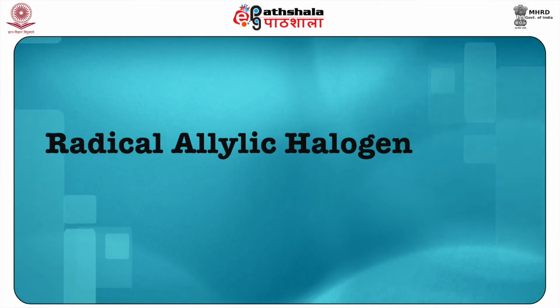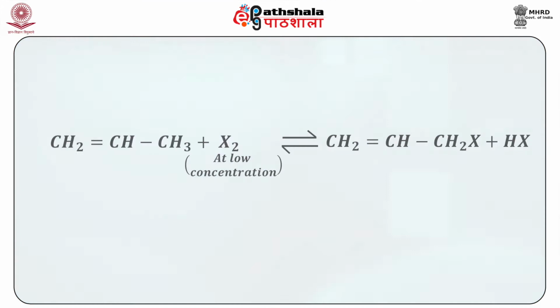Radical allylic halogenation. In the event of low halogen concentration, alkenes containing allylic hydrogens undergo a substitution at the allylic position rather than the addition at a double bond. The product obtained is an allylic halide. The halogen on the carbon next to the double bond carbons is called the allylic position, which is acquired through the radical chain mechanism as shown here.